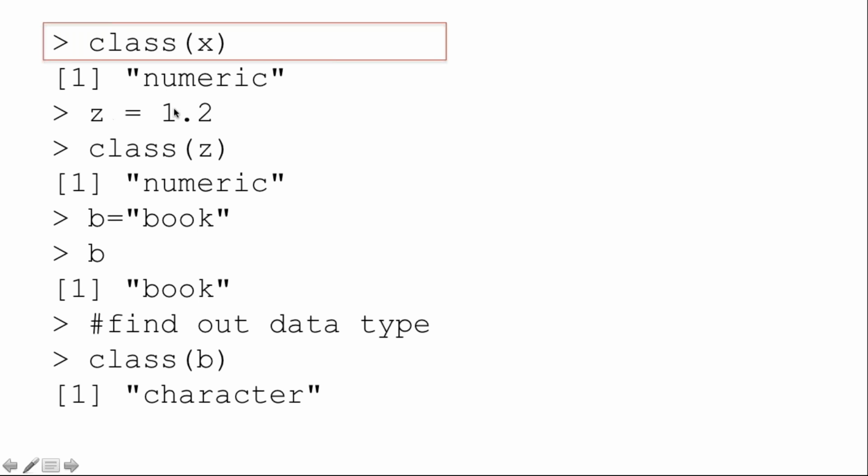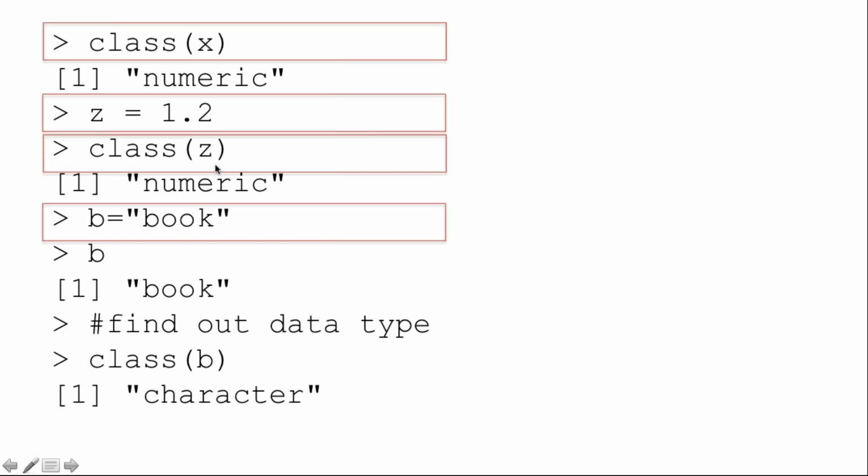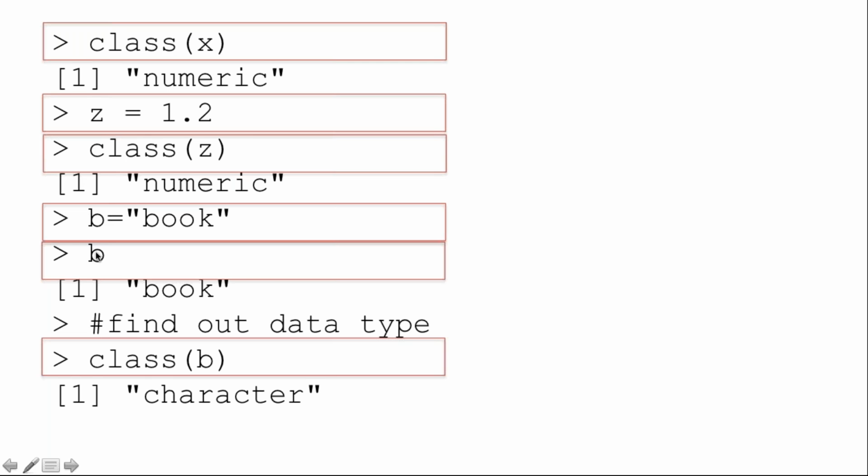In this case, we're assigning the value of 1.2 to Z. Now we can check the class or the data type of Z by passing that into the function called class, and we can see it's a numeric. We can create a character called book and then assign that to a variable called B. We can print out what's in B, and we can find out that B is a character. So just to show you how that works.